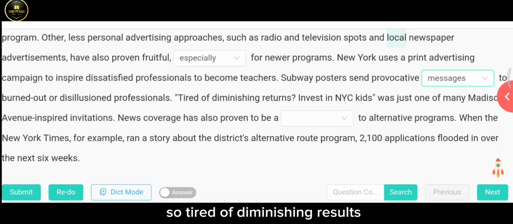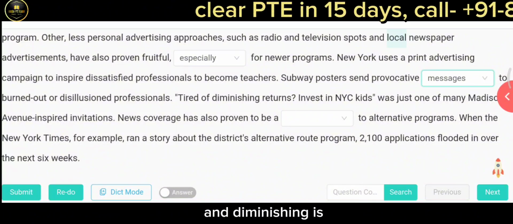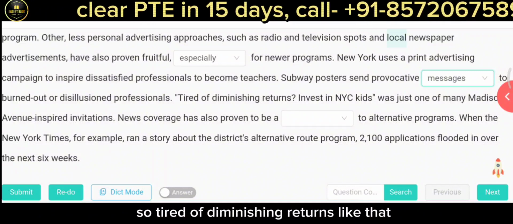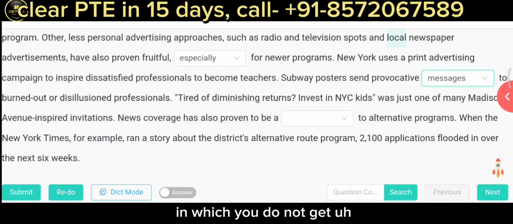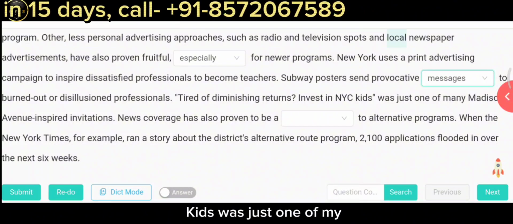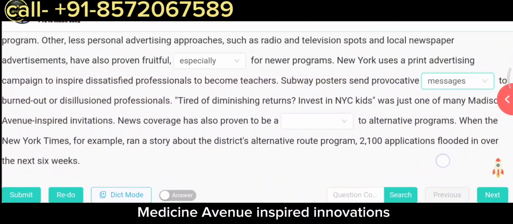So tired of diminishing results. Diminishing is a good word, you can write that down. Diminishing is going just like a light that is turning off. So tired of diminishing returns, in which you do not get positive feedback. Invest in NYC Kids was just one of Mayor Bloomberg's inspired innovations in invitations.